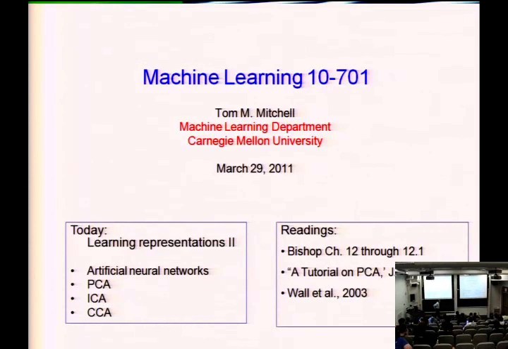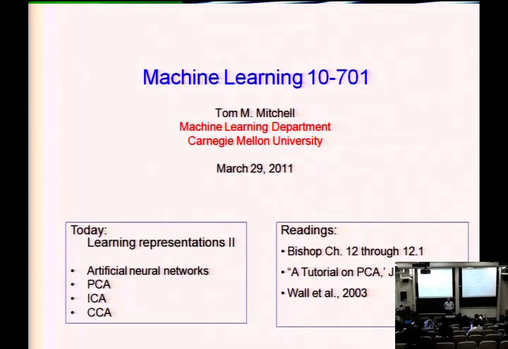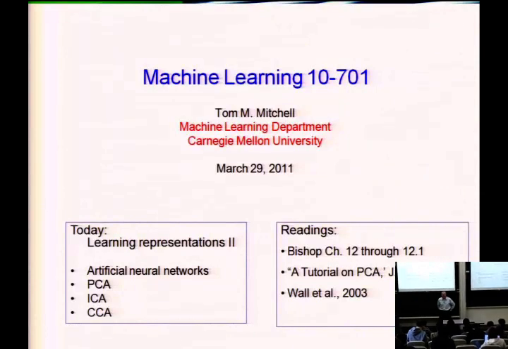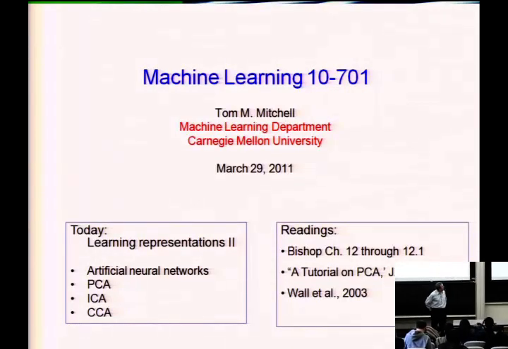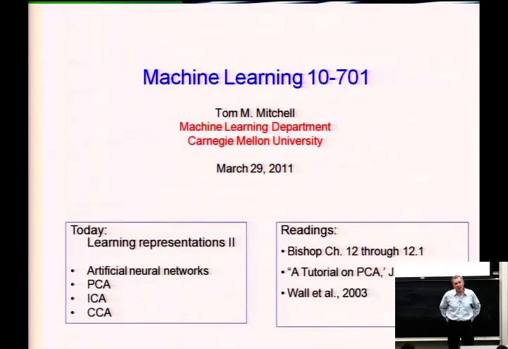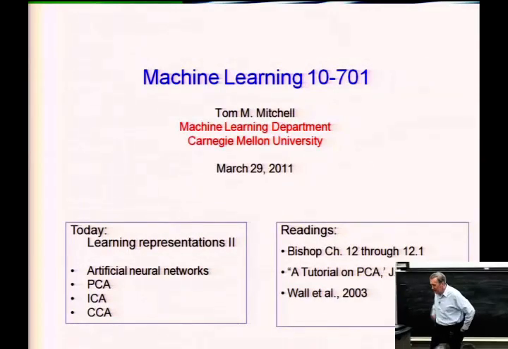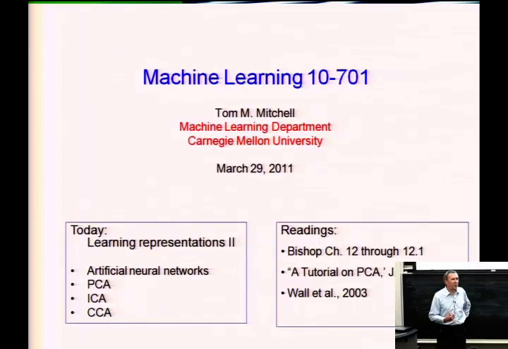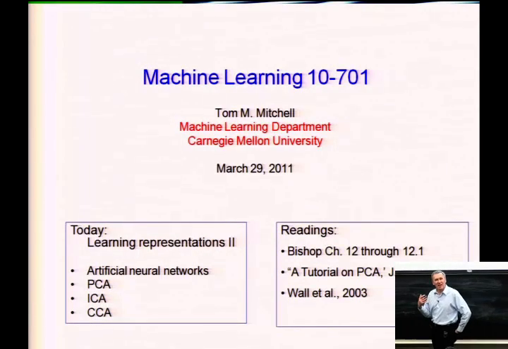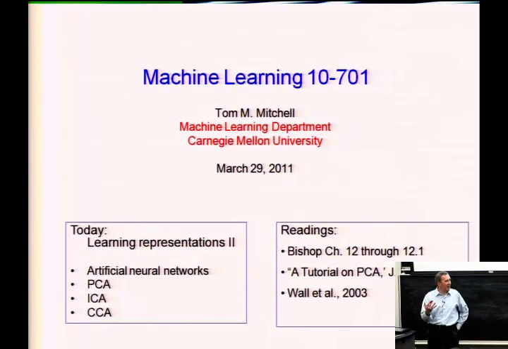And this is part, I guess, 2 of a series of lectures that are really about learning representations. We talked about artificial neural networks last time, but one of the most fascinating things to me about artificial neural networks is that they are a way of learning a new representation of the input data.